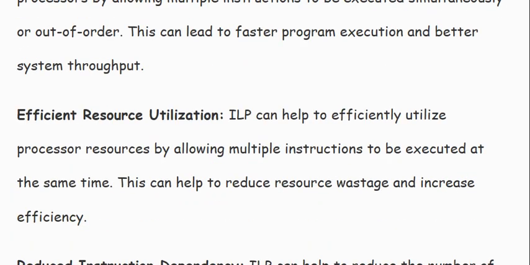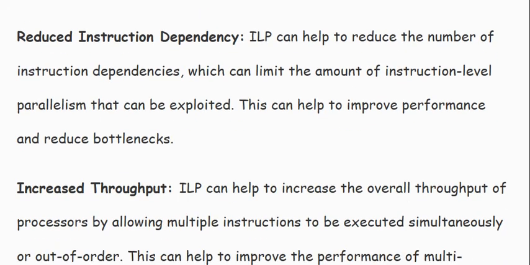Efficient resource utilization. ILP can help to efficiently utilize processor resources by allowing multiple instructions to be executed at the same time. This can help to reduce resource wastage and increase efficiency. Reduced instruction dependency. ILP can help to reduce the number of instruction dependencies, which can limit the amount of instruction-level parallelism that can be exploited. This can help to improve performance and reduce bottlenecks.